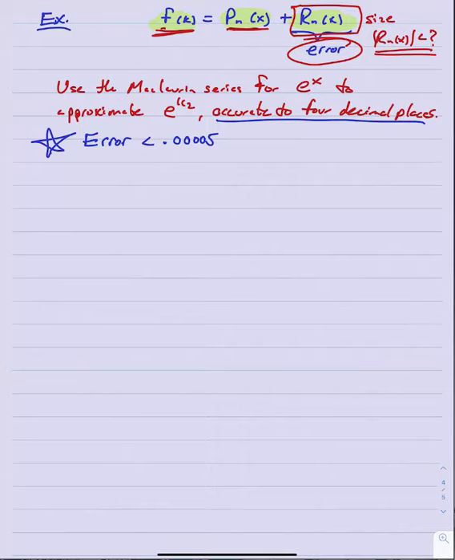So I could have equivalently stated this problem as: let's use the Maclaurin series for e to the x to approximate e to the 1/2 with an error less than 0.00005. That would be the same problem. What is the error in approximating by using the Maclaurin series? It's Rn of x for the Taylor series for e to the x. What is the Taylor series for e to the x? It's n equals 0 to infinity, x to the n over n factorial.